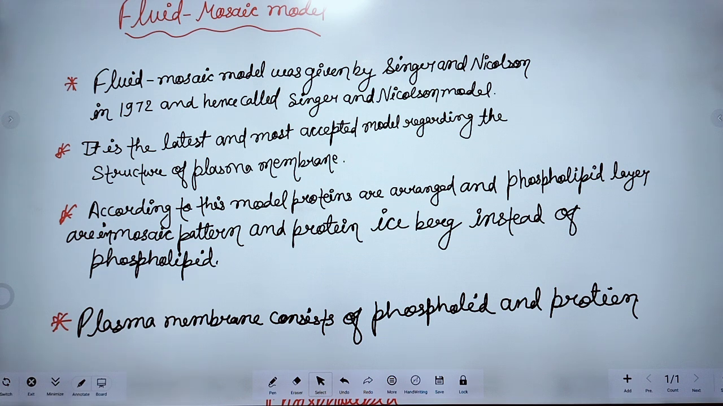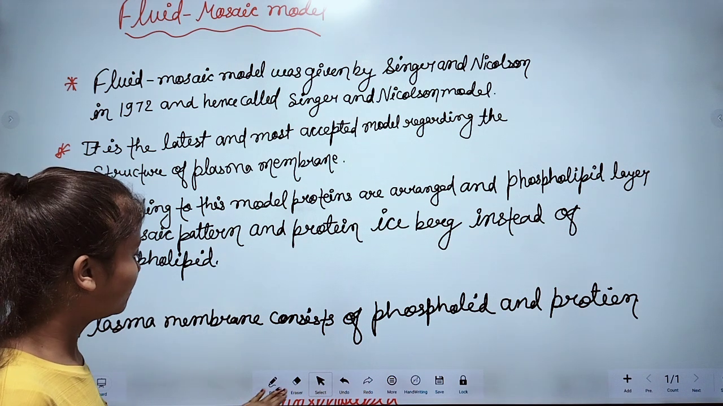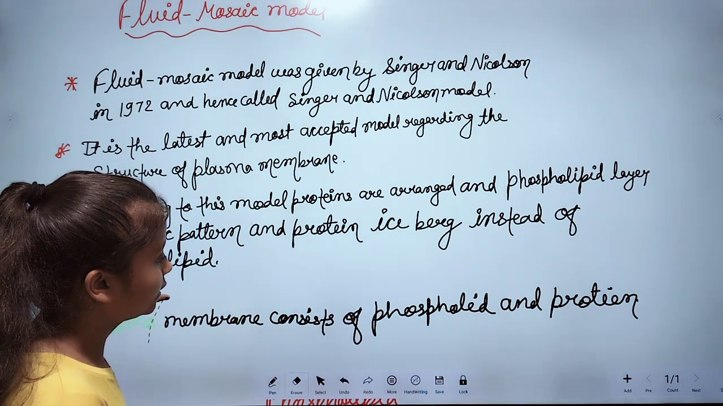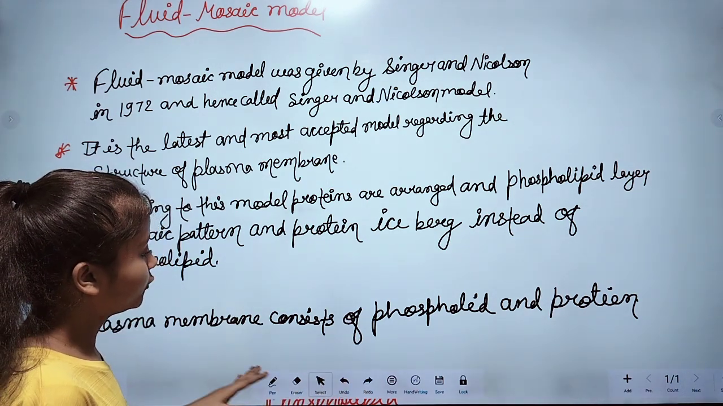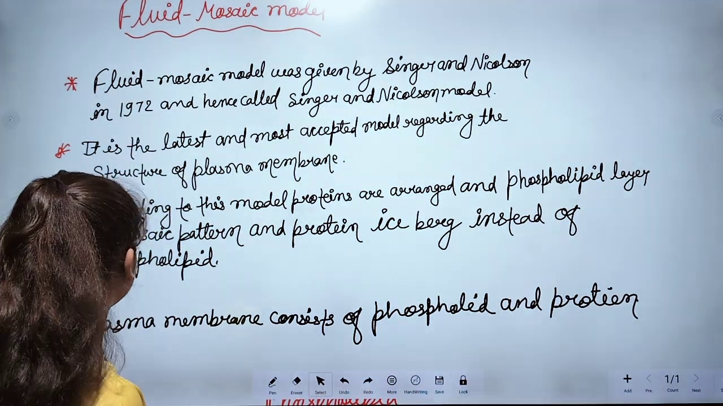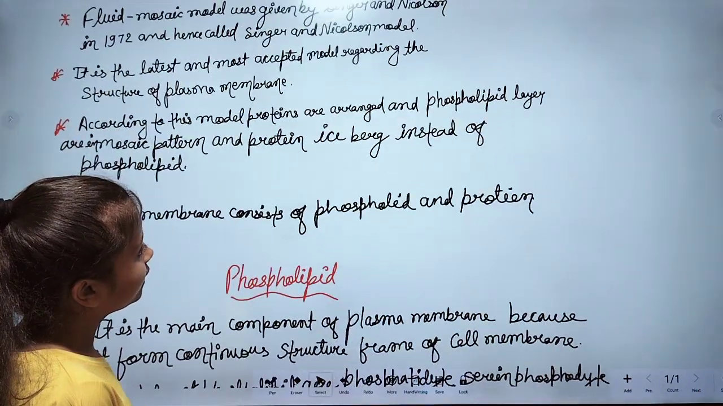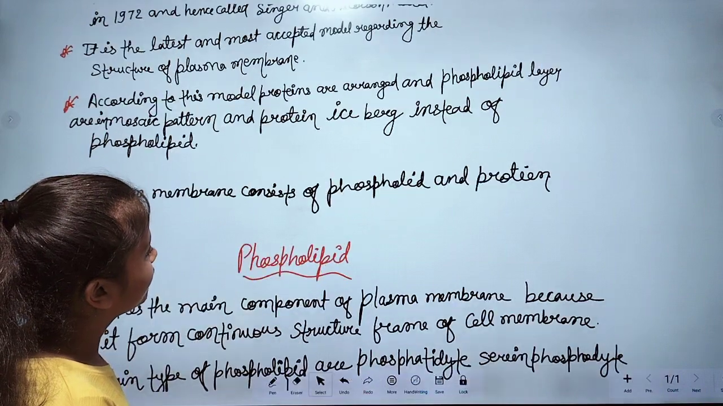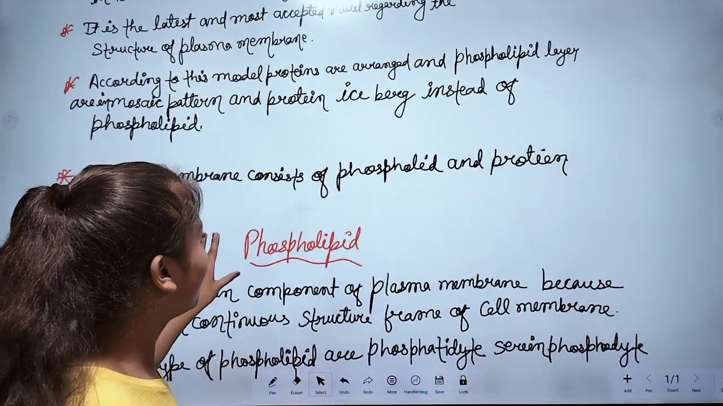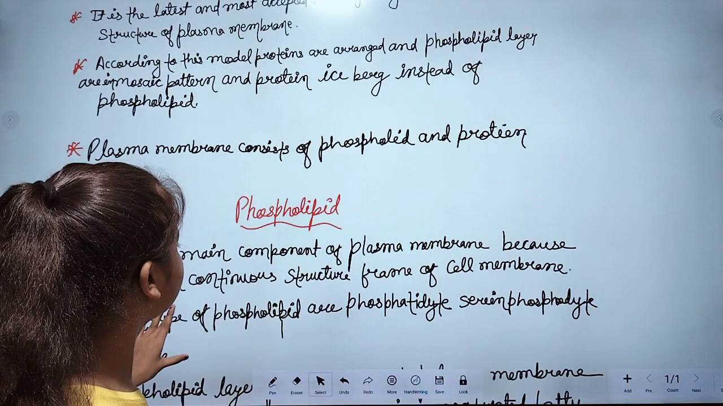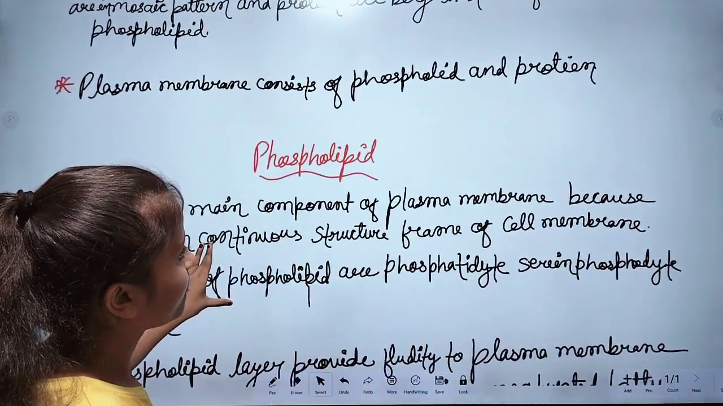Next, plasma membrane consists of phospholipid and protein. It means plasma membrane consists of two types of things: phospholipid, and the second one is protein. We will learn about these two things, phospholipid and protein, in detail. First of all, there is phospholipid. So let's read about the phospholipid.